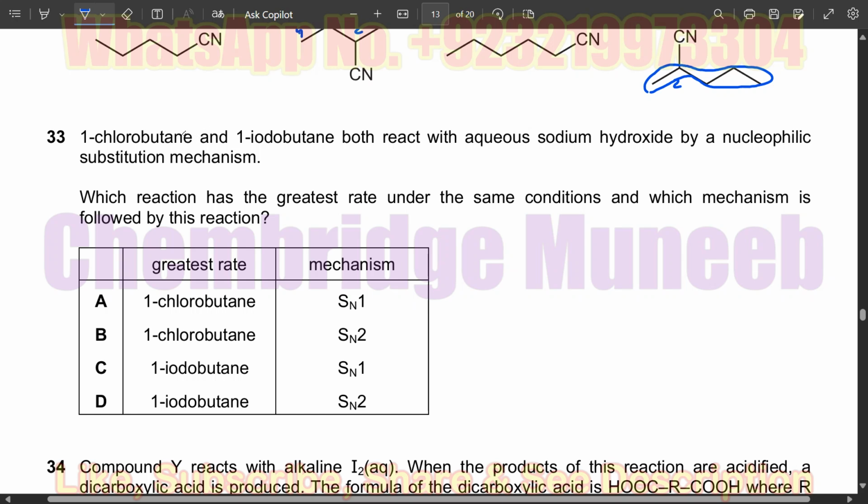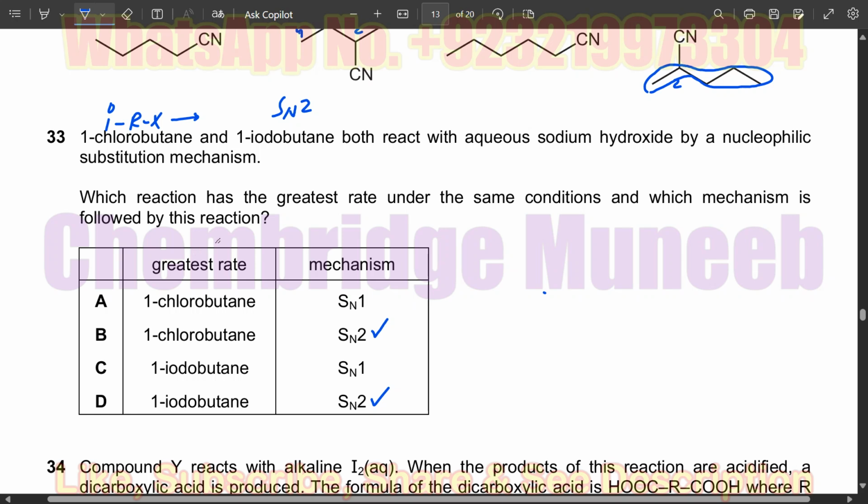So primary halogenoalkanes give a mechanism of SN2 because two molecules are present in the rate determining step. So that's why, I will write, primary halogenoalkane gives SN2 reaction. They give SN2 reaction like this. We write like this, SN2 reaction. So this is correct. Now, which will give the greatest rate?